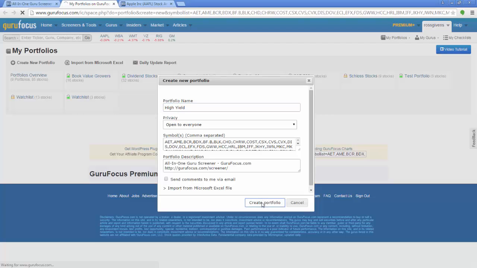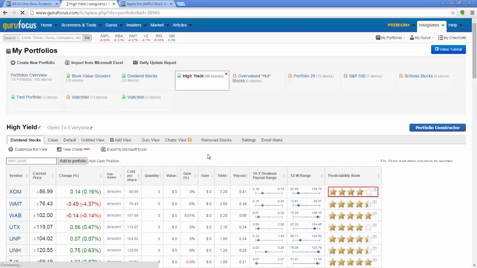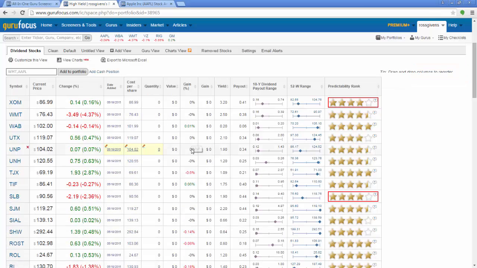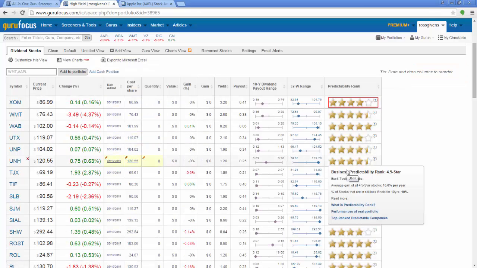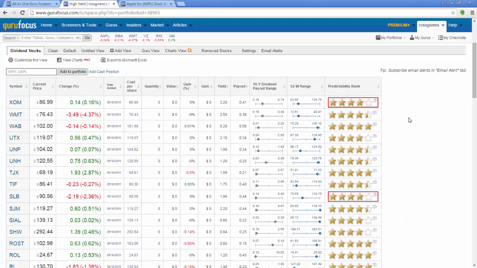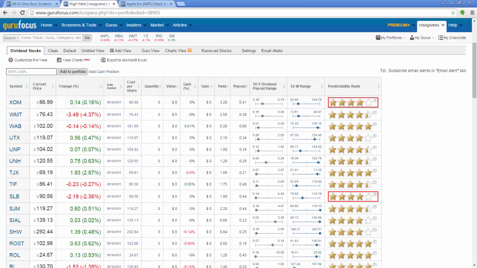And then you just hit create portfolio. And now what you've got is a virtual portfolio that will be maintained, comprised of all these stocks as of today. Now, if you want to go back and see, what if I bought them a year ago, maybe I own some of these, you can adjust any of this data you want to.